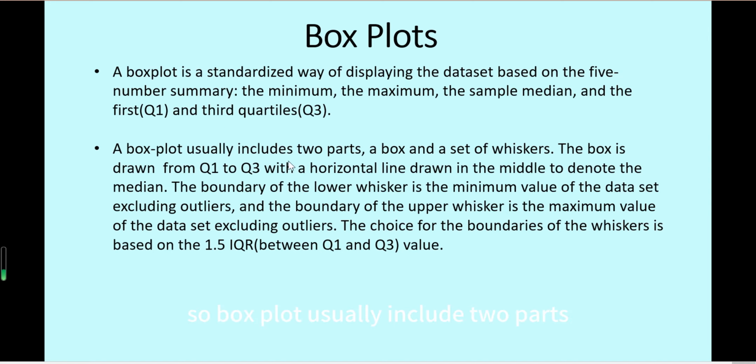So a box plot usually includes two parts, a box part and a whisker part. The box part is for the range between Q1 and Q3, and the whisker part is for 1.5 times the IQR, which means interquartile range. This is between Q1 and Q3.